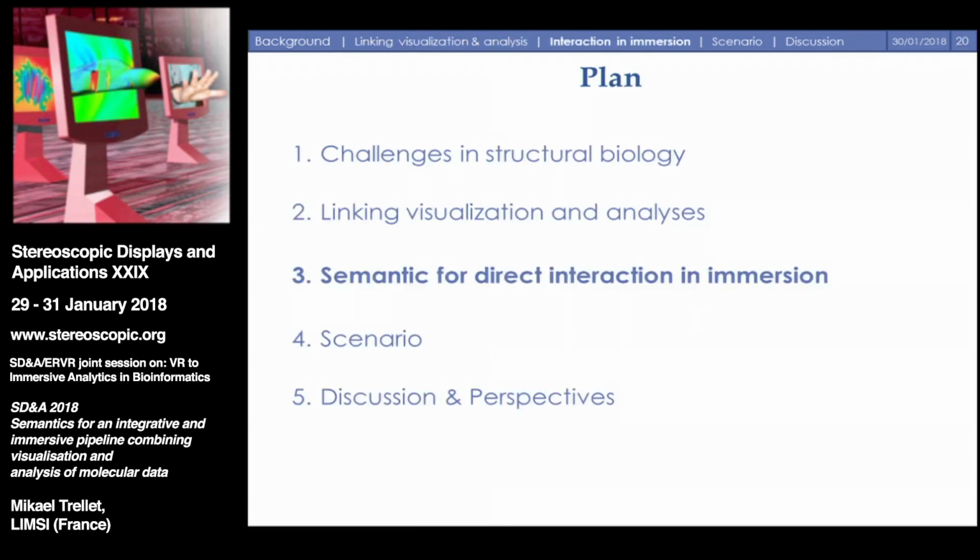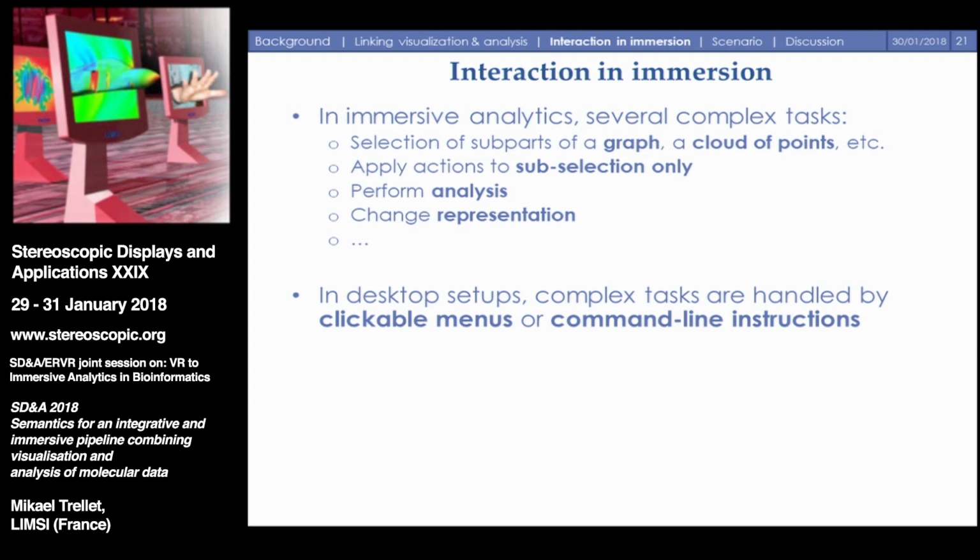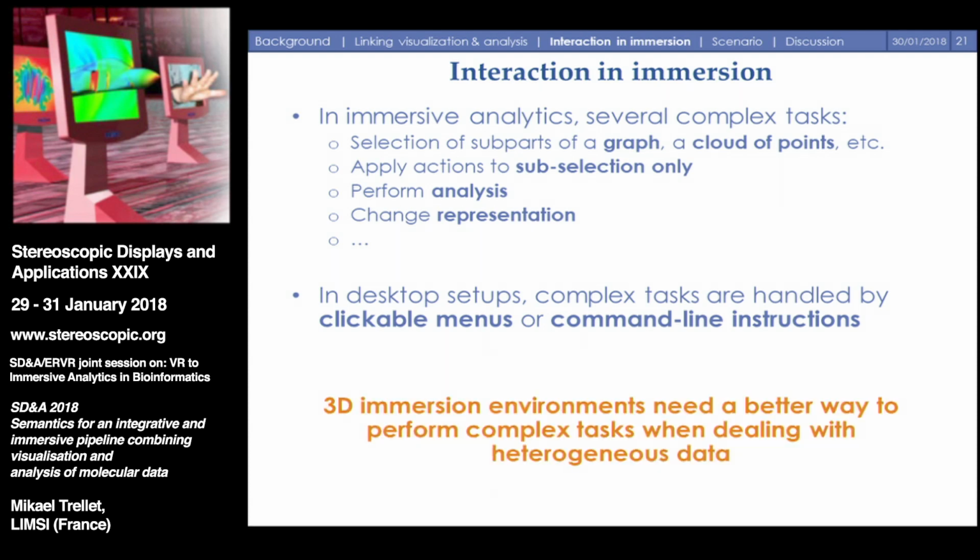So now that we have this semantic representation of the knowledge, what can we do with that? It's quite interesting because we can extend this representation to go even further. In immersive analytics and in immersion in general, it's sometimes complicated to do complex tasks. Selection of subparts of a graph or a cloud of points, performing analysis on a particular part of your system, changing the representation: in a desktop setup, these complex tasks are performed through clickable menus or command line instructions. The problem is that in 3D immersive environments, you don't have access to such a thing, or you do, but it's a bit more complicated.